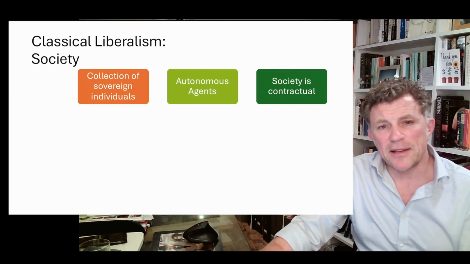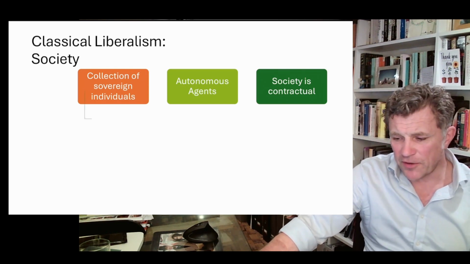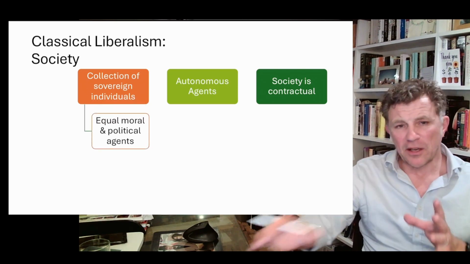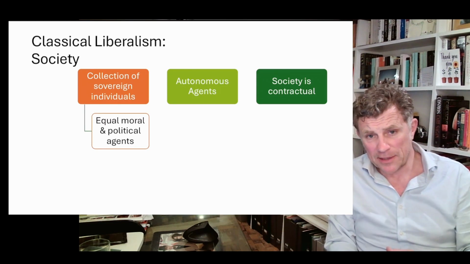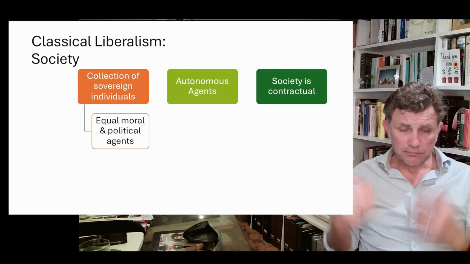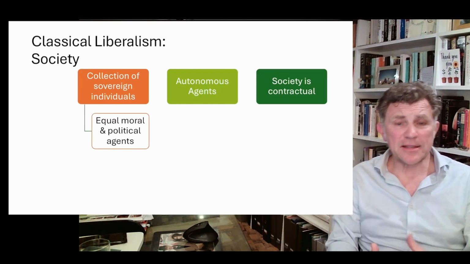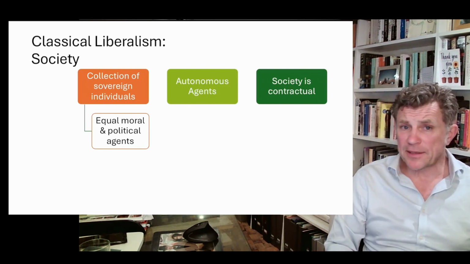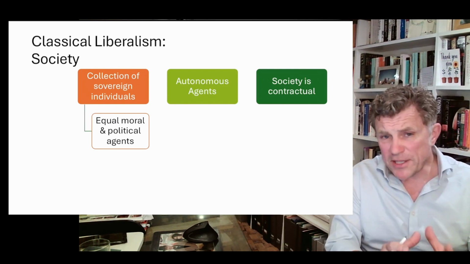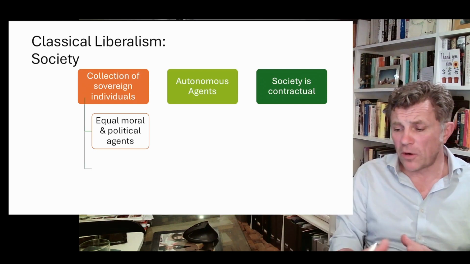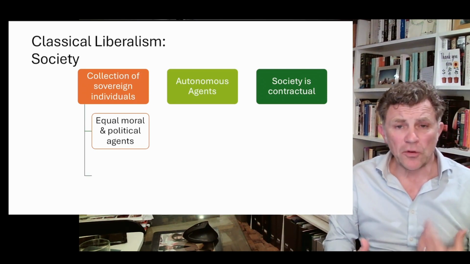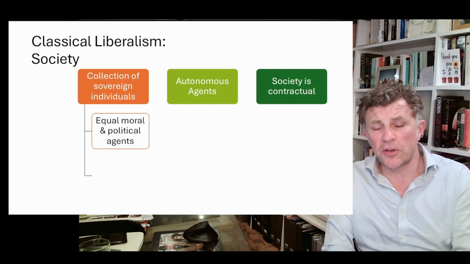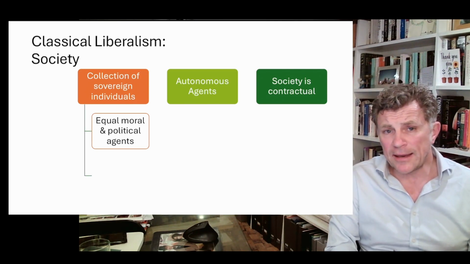So, society is a collection of sovereign individuals. That means that each individual, as we discussed earlier, has equal moral and political worth. They are all agents, essentially, exercising moral decisions and political decisions. A critical corollary of this is that all of the rights that these people hold, they're held as individuals, not as collectives. There are no collective rights in a liberal model.